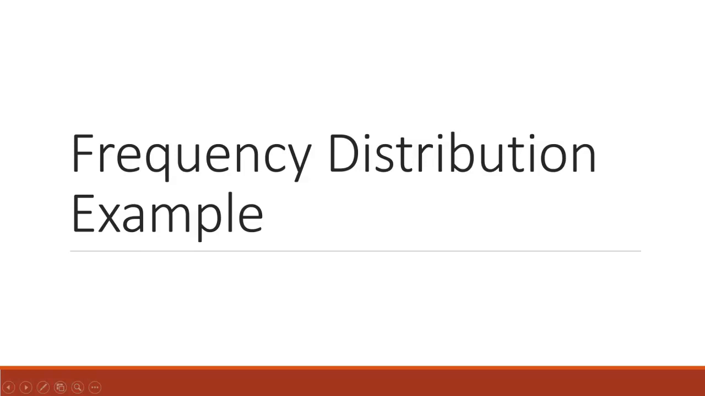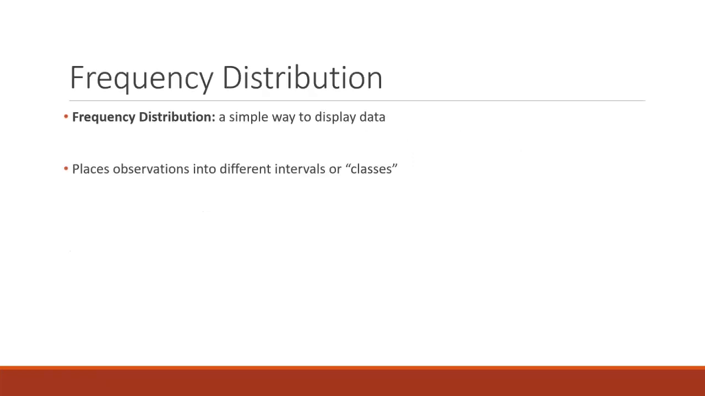Let's work through a frequency distribution example. Now remember, a frequency distribution is just a simple way to display our data. And what it does is it places each of our data points, each of our observations, into different classes. So we've figured out how many classes we need to have. We've already calculated the approximate class width. And then we can place all of these observations into those classes.